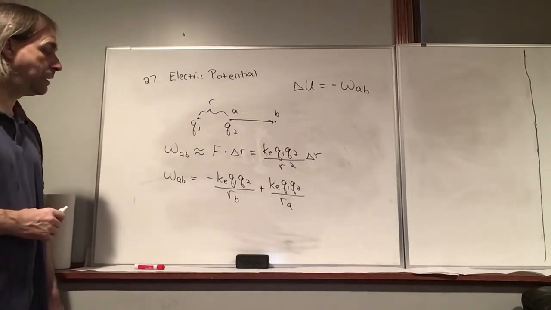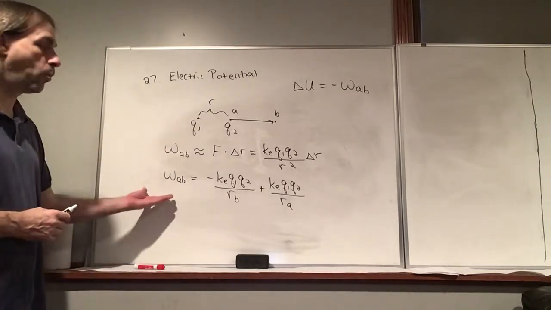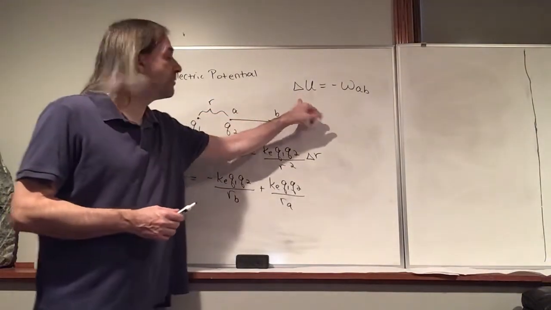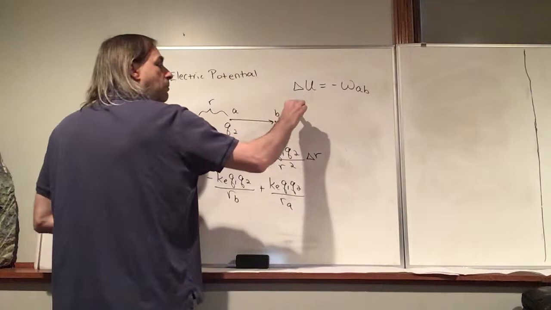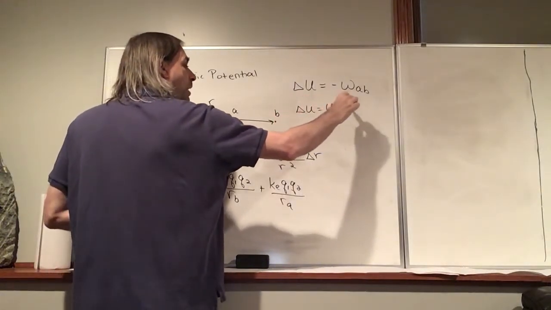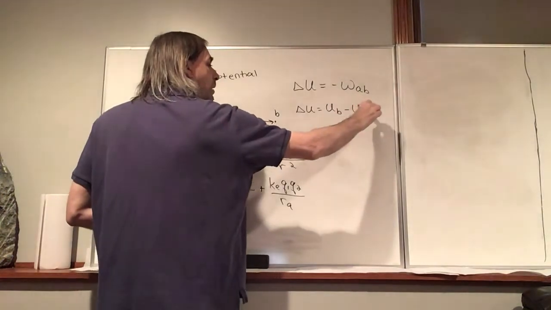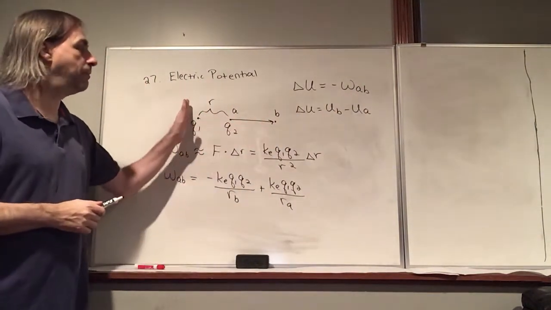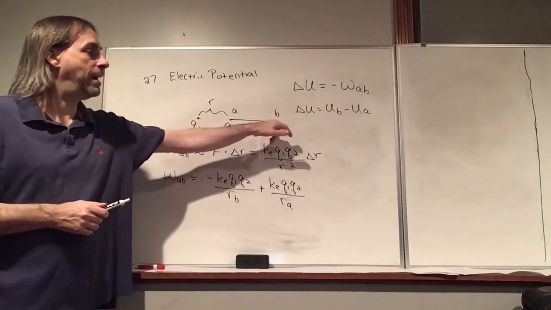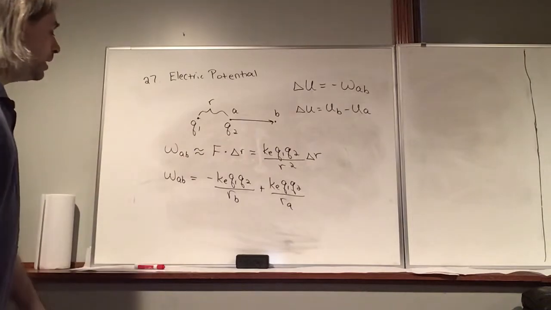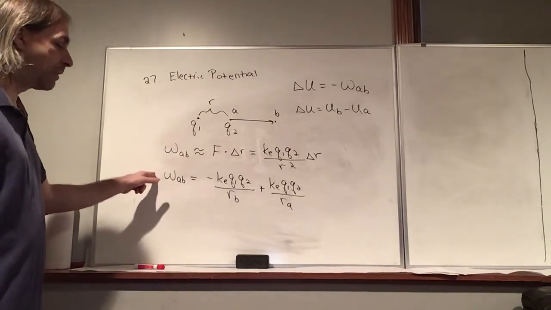So this is the work done. And remember, work is the change in potential energy. So what we have, delta U, would be the potential energy at B minus, change as we go from the final value minus the initial value. So delta U would be the potential at B minus the potential at A. And that's equal to minus the work.